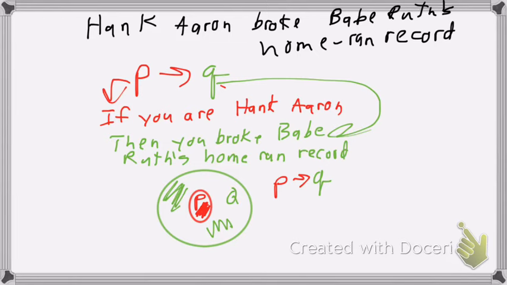You can't be outside of that P area without being inside the Q area. So that makes this a true statement. If there was a way that you could be part of that group of people who are P, or in this case Hank Aaron, without being in Q, then you'd be able to go ahead. But this is a true statement.